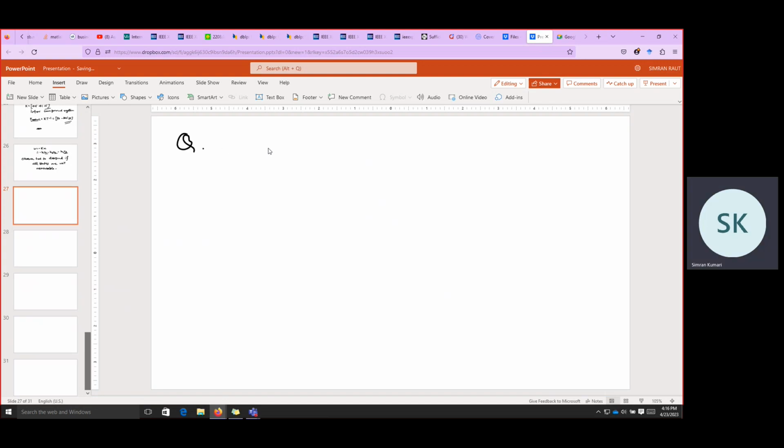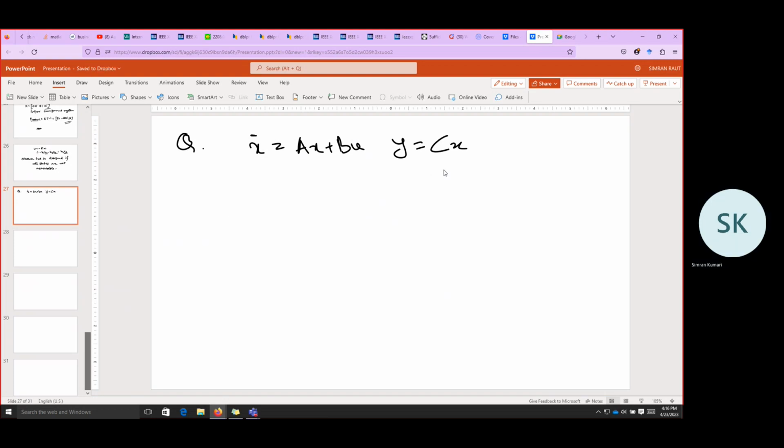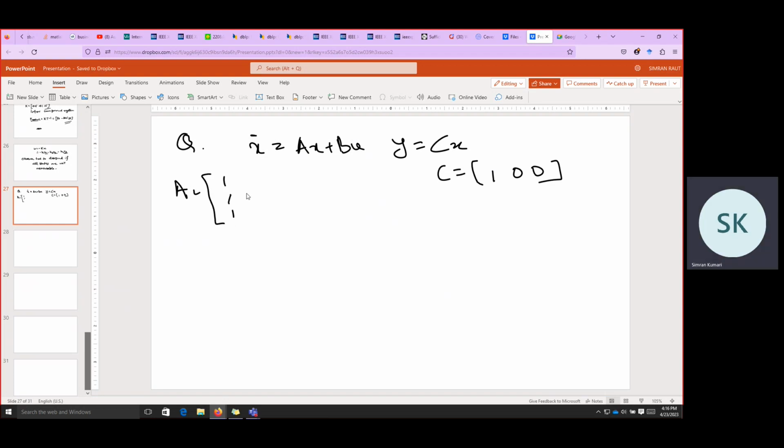So the question is, we have the system x dot equal to Ax plus Bu. And now y is not equal to x, it is y equal to Cx, where C is 1, 0, 0, and A is 1, 1, 1, minus 1, 0, 1, 2, minus 1, 3, and B is 1, 2, and 1.